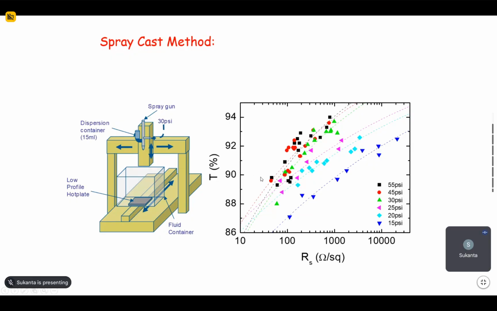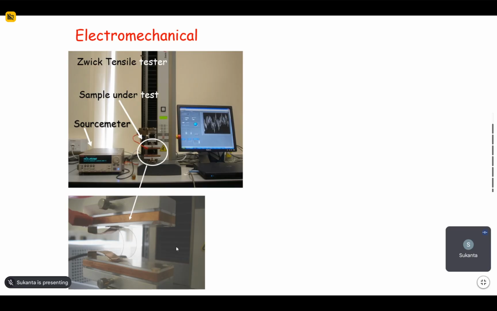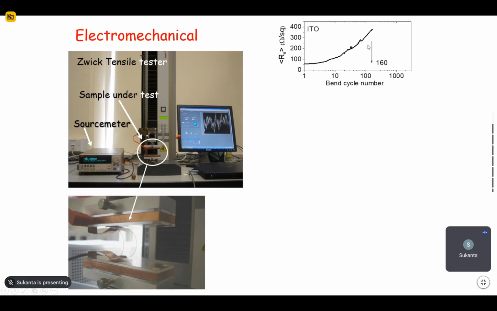We can see here it is above 90% transparent, below 100 ohm per square. We got this type of film. Here I will show a film. Okay. So when we have those types of films on top of a flexible substrate, we can check whether this can be used for flexible devices or not by electromechanical testing. We use the electromechanical tester, modified it, and put a film here and then we just bend it, relax it, bend it, relax it.